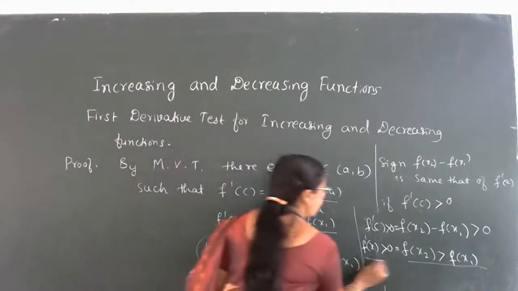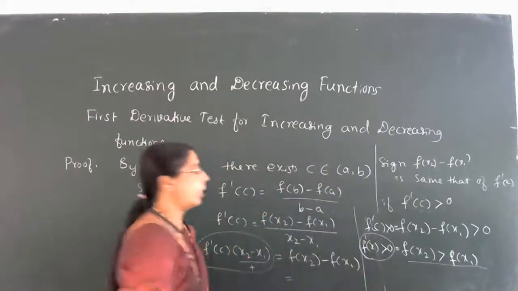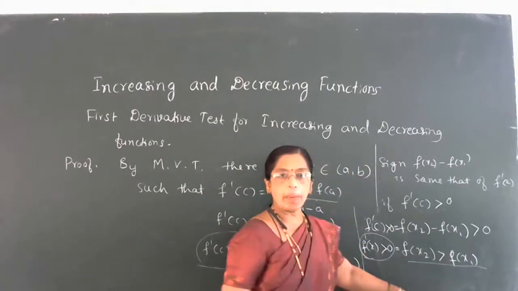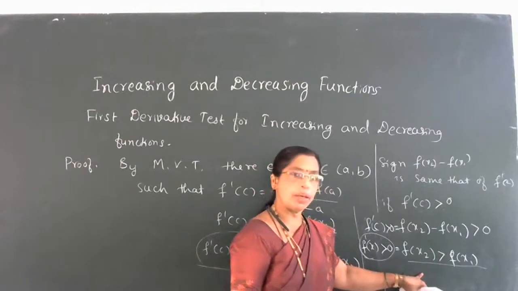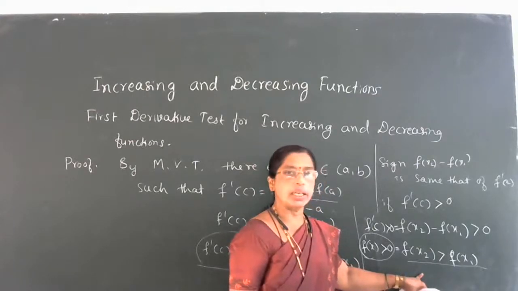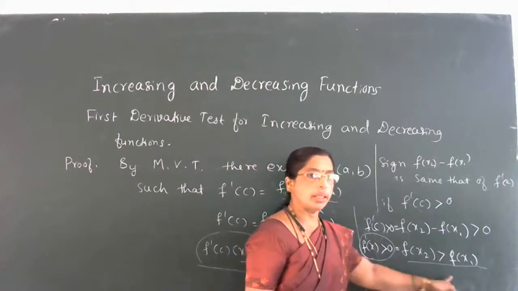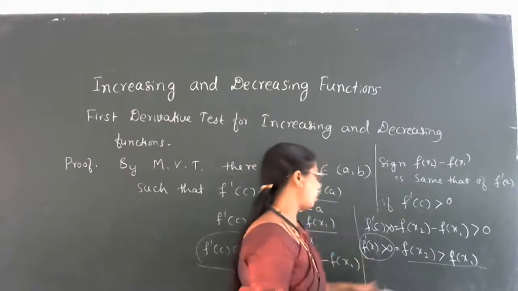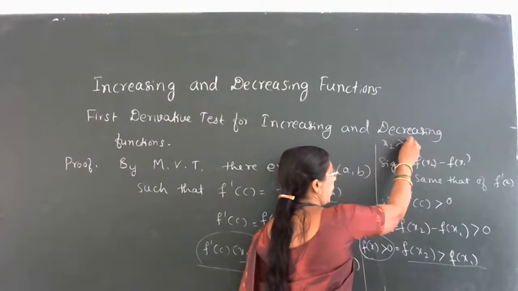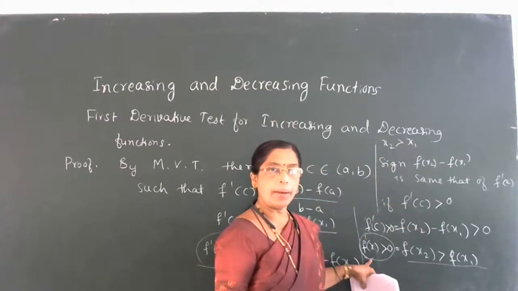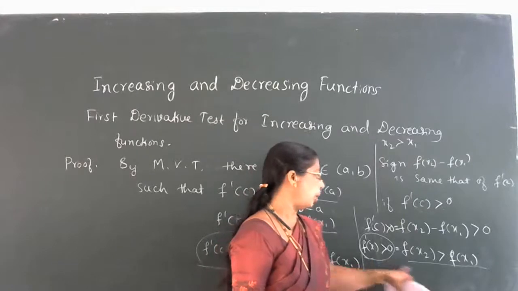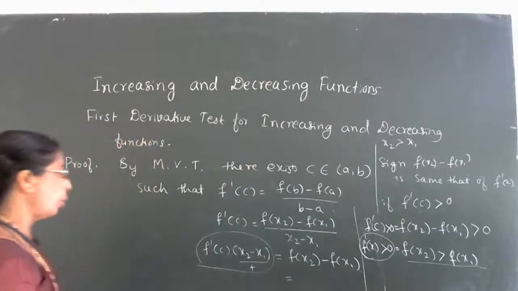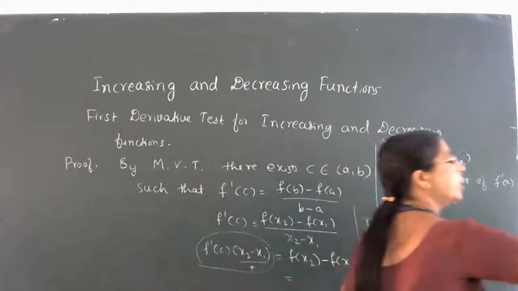It means that if the derivative of the function is greater than 0, then f of x2 is greater than f of x1. You already studied in the previous class that the function is then increasing: f of x2 is greater than f of x1 if x2 is greater than x1. Here also f dash x is greater than 0. Therefore, the derivative of the function is greater than 0 at the given point, so the function is increasing.